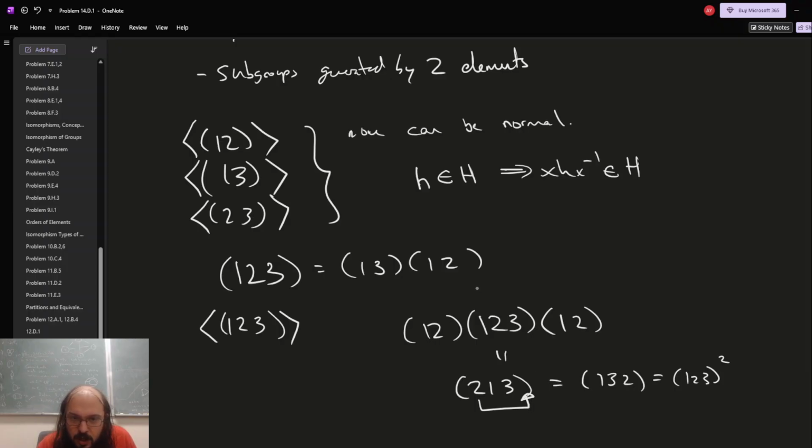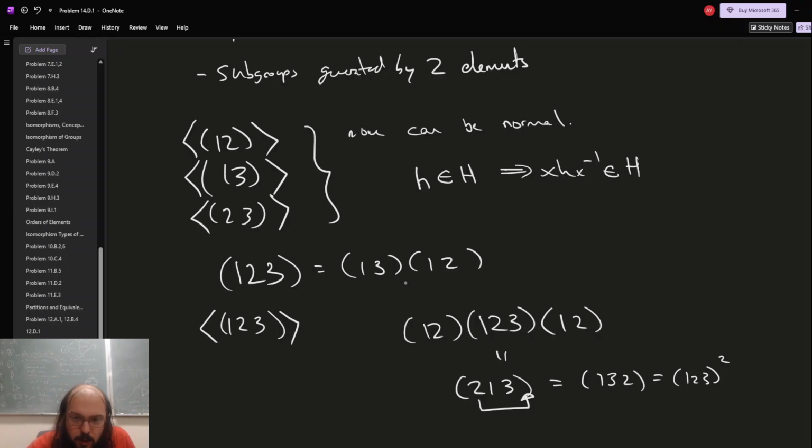And you can convince yourself by just checking what happens with the others that this always is more or less the case. Because there's no way to be a disjoint cycle from (1 2 3). So when you do one of these non-trivial transpositions, you just end up with a different rotation. And so we're normal.